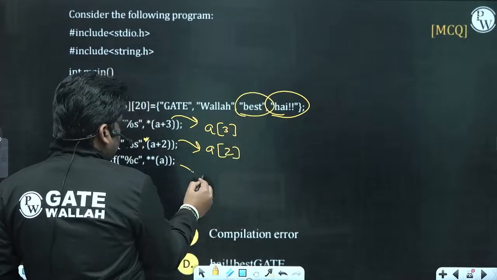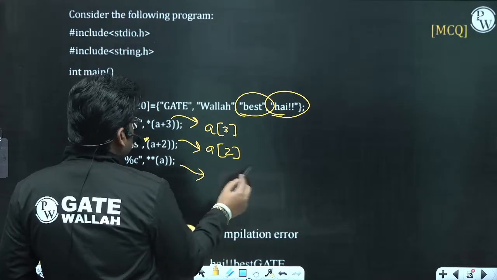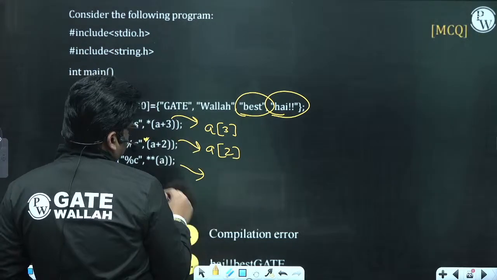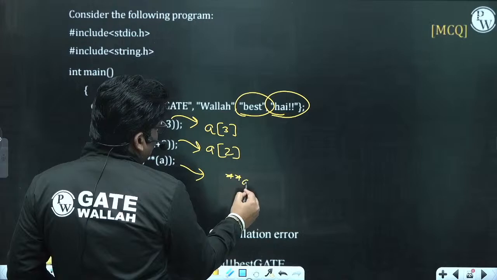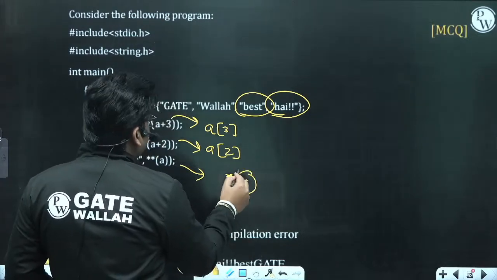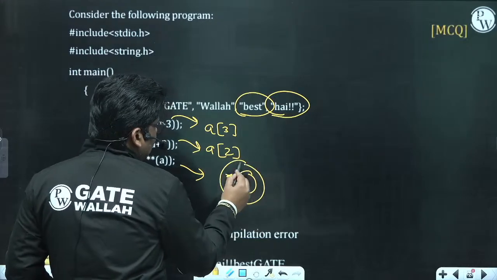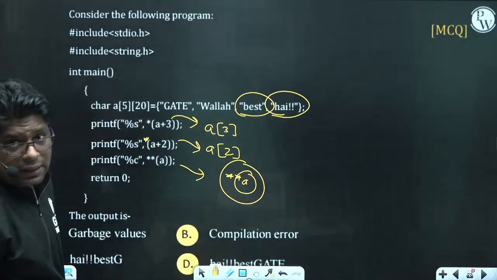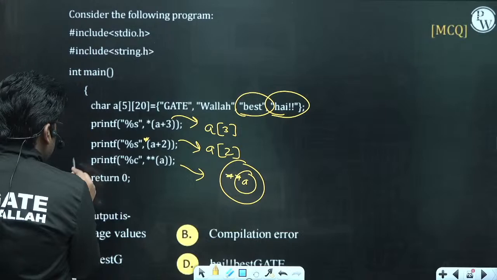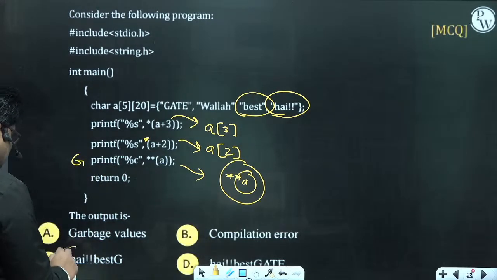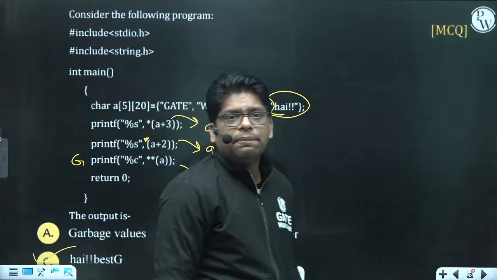Okay. But coming to this, star A is saying, what is the star A? Sir, star A represents the address of the first character, and star A represents the very first character. That is why for this the answer is G and the correct answer for this question is option C.